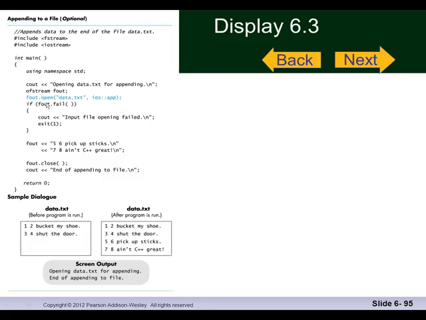So we're going to be using fout.open, and then we're going to put ios::app. This is going to open the file, but it's not going to write on the top of it. It's going to go right at the bottom of it. So if I had this file and I open it like this, I'm going to start writing right here. If I didn't have this, it would write on top of these things.